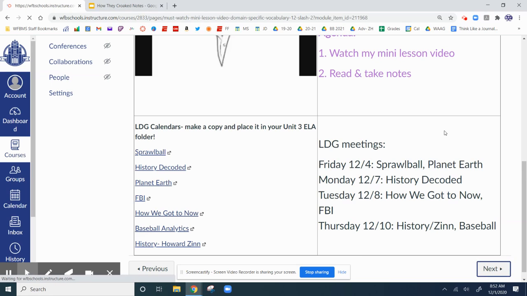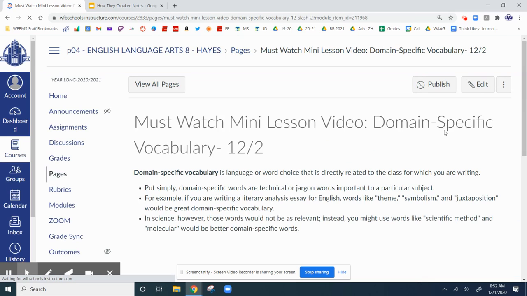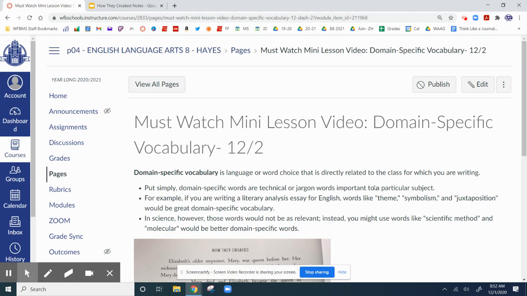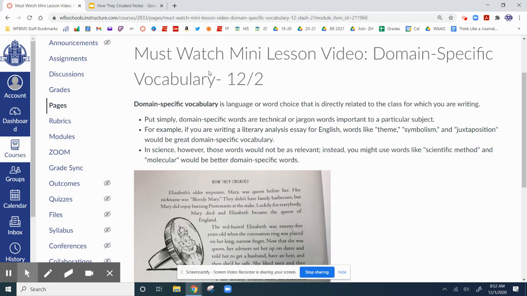So let's begin by discussing what domain-specific vocabulary is and talking you through an example with how they croaked and specifically the Elizabeth chapter. So here is the must-watch mini lesson video slide, so you can reference this later on if you need to. So what is domain-specific vocabulary? Well, it is a definition that says language or word choice that's directly related to the class for which you are writing. So it's something specific to that class or that subject. That's an important term or word to know.